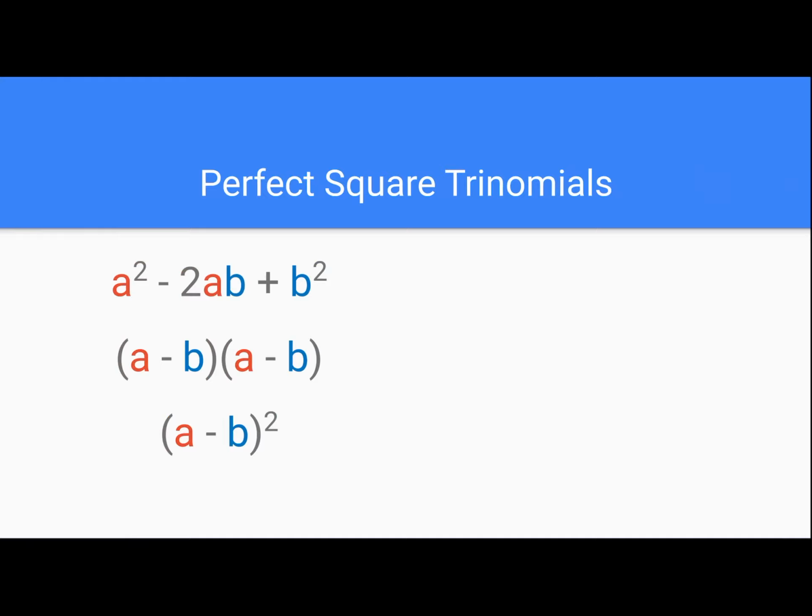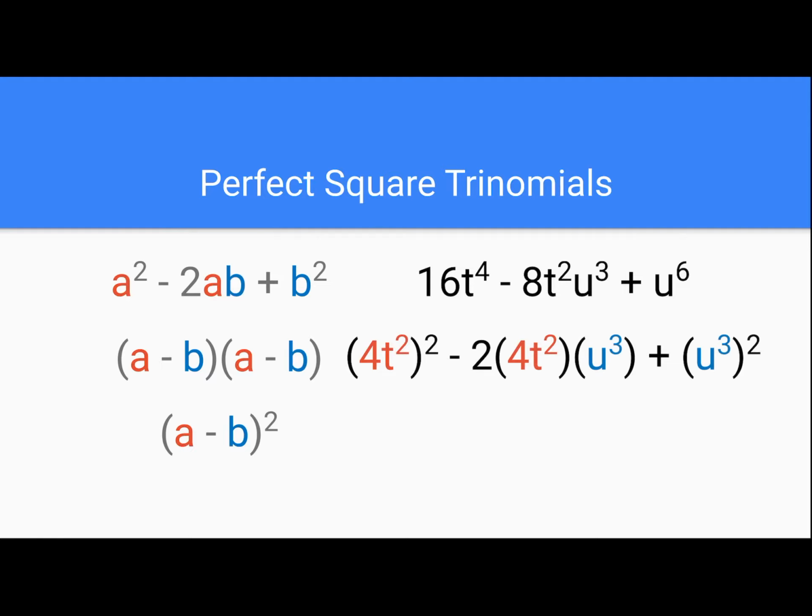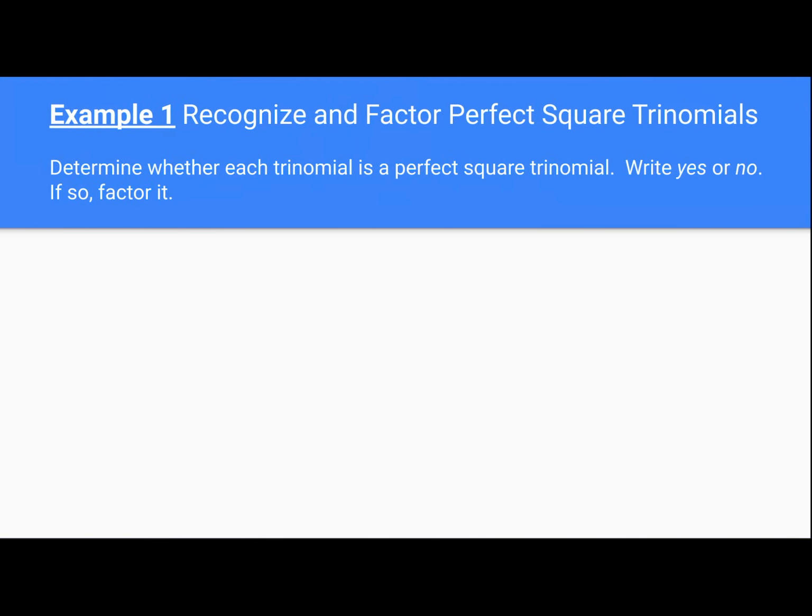For this difference of squares, I have 16t to the 4th minus 8t squared u cubed plus u to the 6th. If I square root 16t to the 4th and u to the 6th, I get 4t squared and u to the 3rd. A minus b, that quantity ends up being 4t squared minus u cubed, squared. So we did that with the Xbox method.